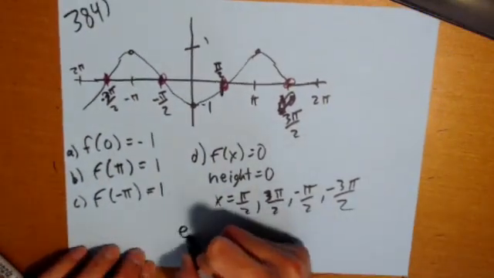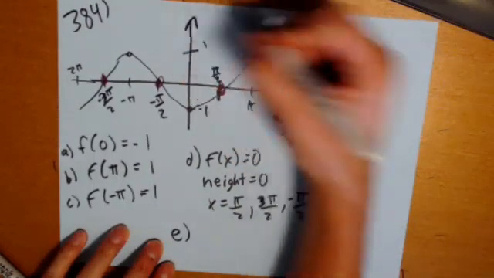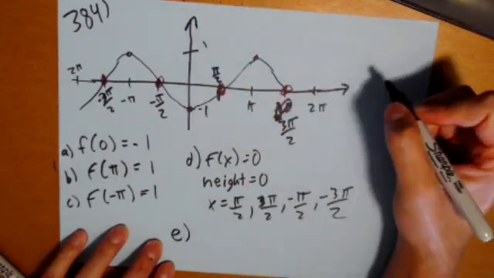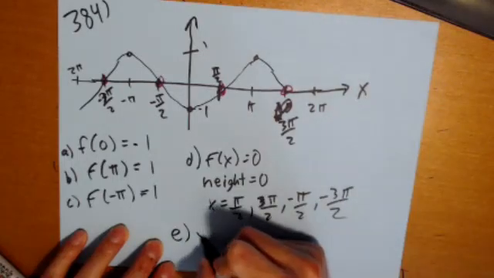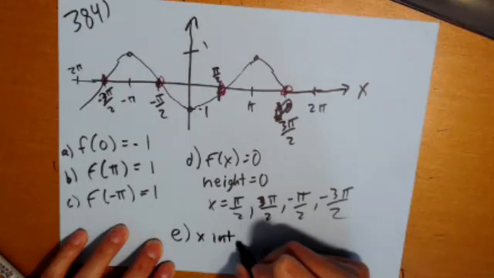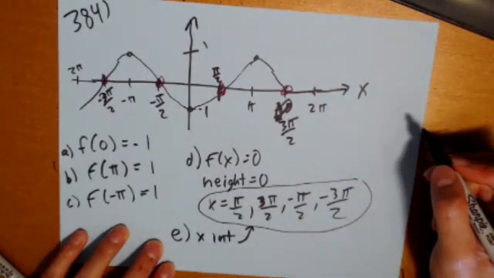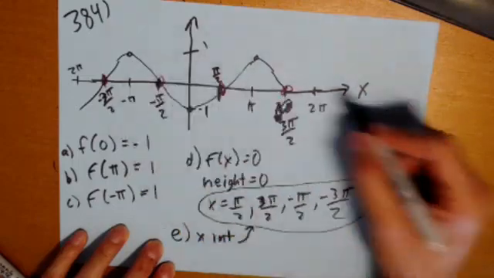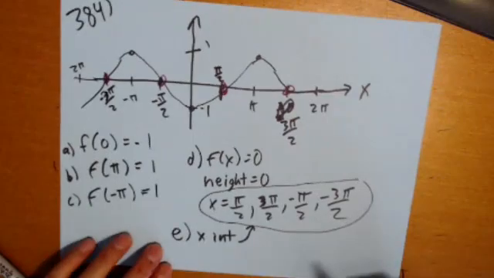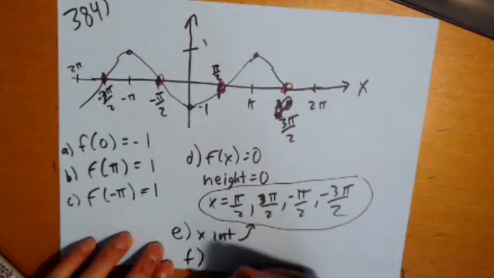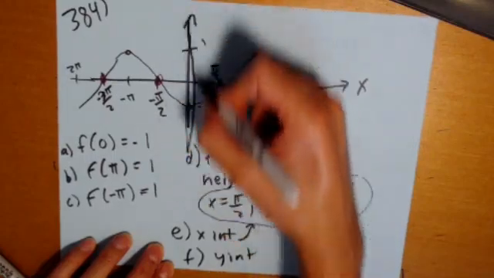Okay. E. X-intercepts. Oh, this is my x-axis. So the x-intercepts is just these answers again. The x-intercepts is just when the function height is 0. So the same answers. So D and E should have the same answers. F. The y-intercept. Where do I cross the y-axis? Oh, right here at negative 1.